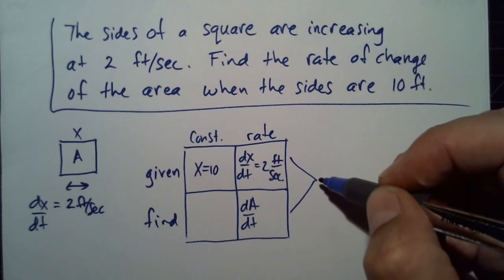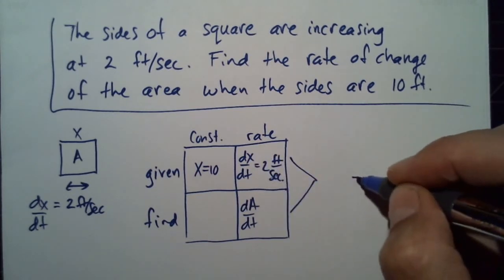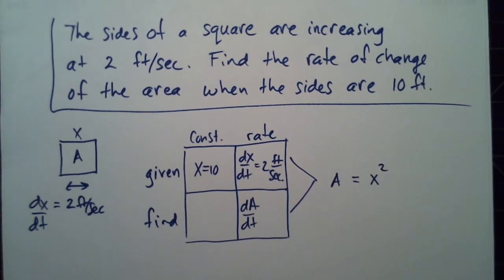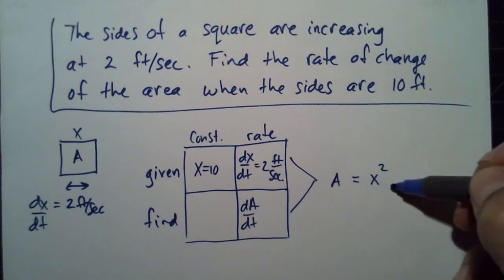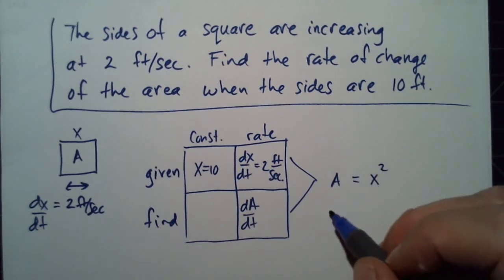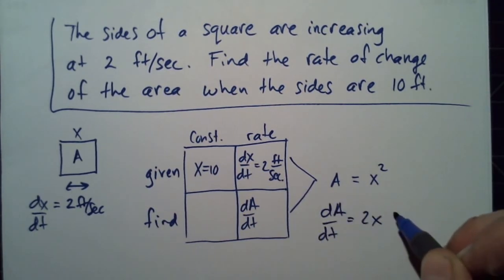So now we need to know how x and A are related. We need an equation that has area equals x squared. There's a relation for A and x. We don't want this equation. We want the derivatives, or the derivative of this, dA/dt equals 2x dx/dt.